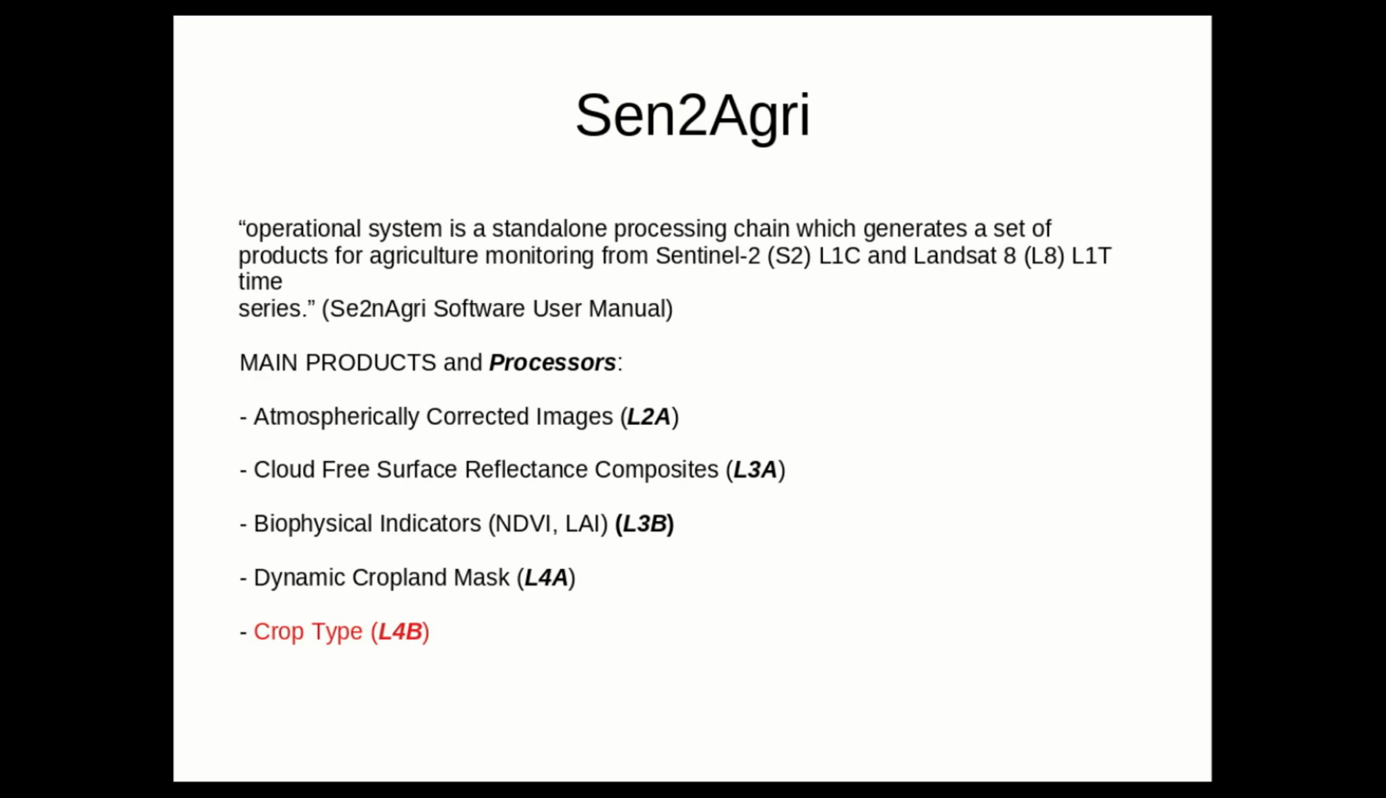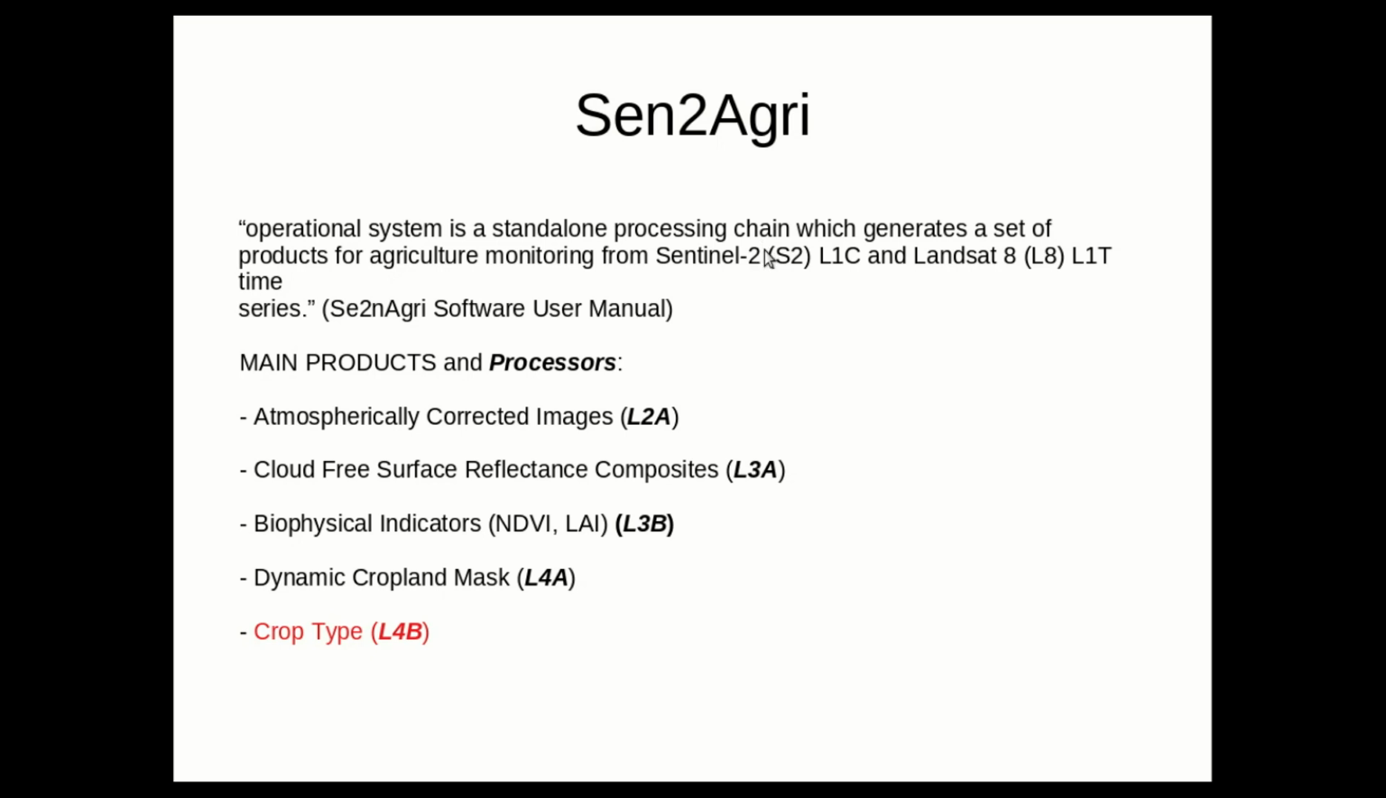products for agriculture monitoring from Sentinel-2 and Landsat 8 time series. So, Sentinel-2 for agriculture, or Sen2Agri for short, is a system or software that was funded by the European Space Agency to use the satellite-derived data from Sentinel-2 and Landsat 8. So as we all know, Landsat 8 and Sentinel-2 are moderate to high-resolution spatial data derived from satellite. Sentinel-2 has a resolution of 10 meter by 10 meter, while Landsat has a resolution of 30 meter by 30 meter.